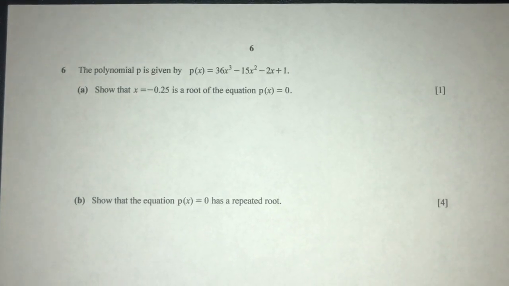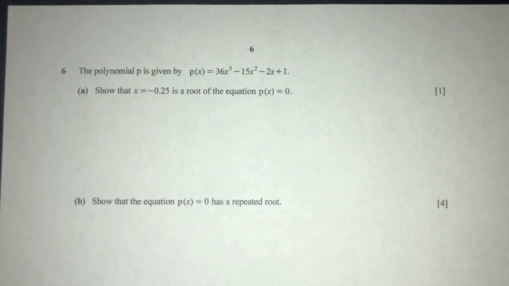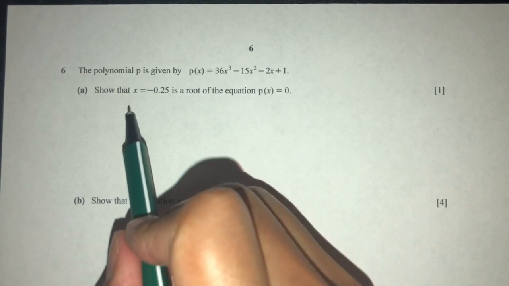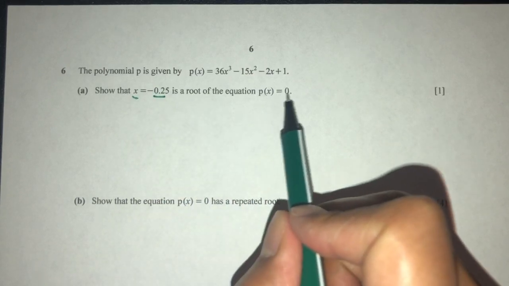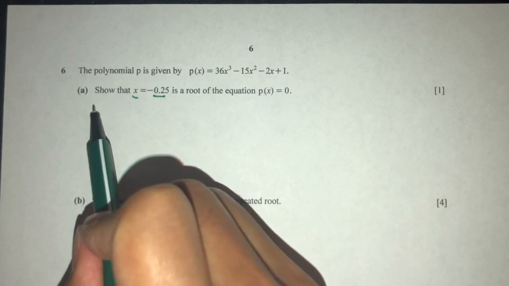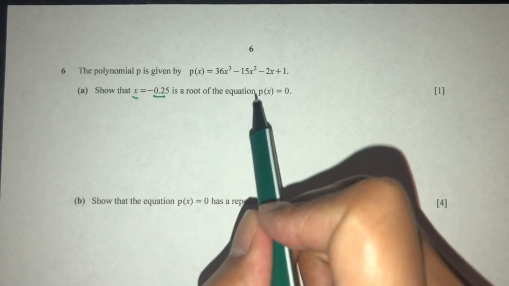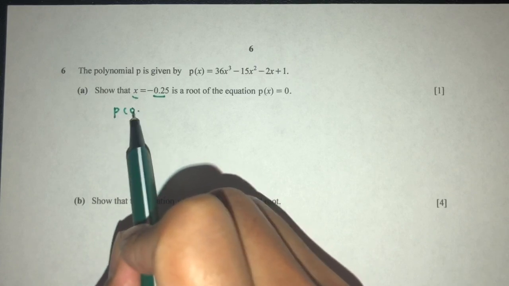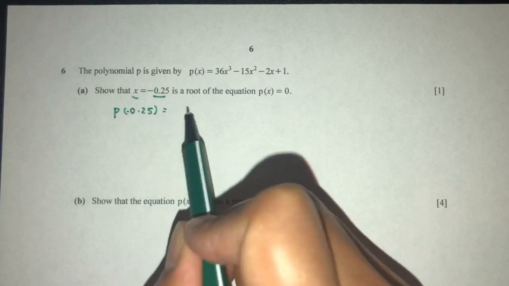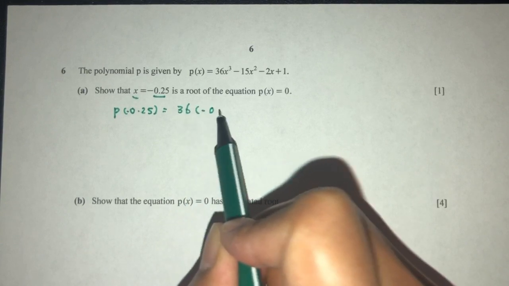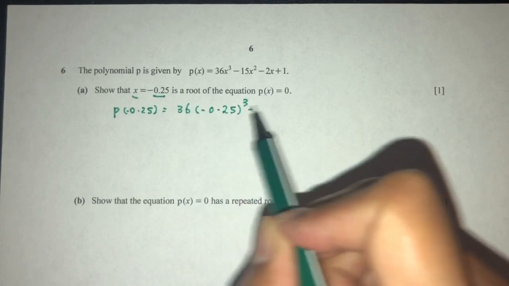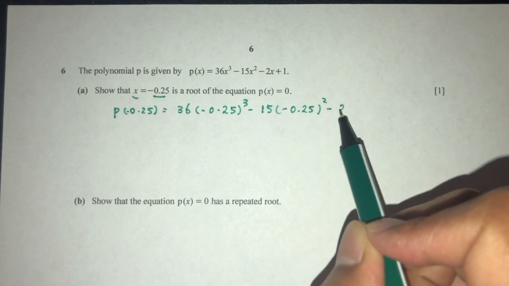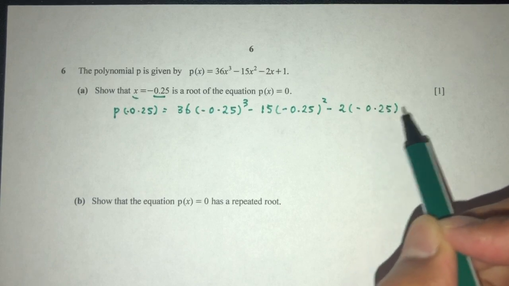Now let's move on to question number 6. The polynomial p is given to you by this equation. Okay, fair enough. Now we have to show that when x equal to this value is a root of this equation. So basically, when we replace x by this value, we have to show the left hand side is equal to 0. So let's find out. So p, when x equal to minus 0.25, let's see what happens. You will have 36 times minus 0.25 power 3 minus 15 times minus 0.25 power 2 minus 2 times minus 0.25 plus 1.